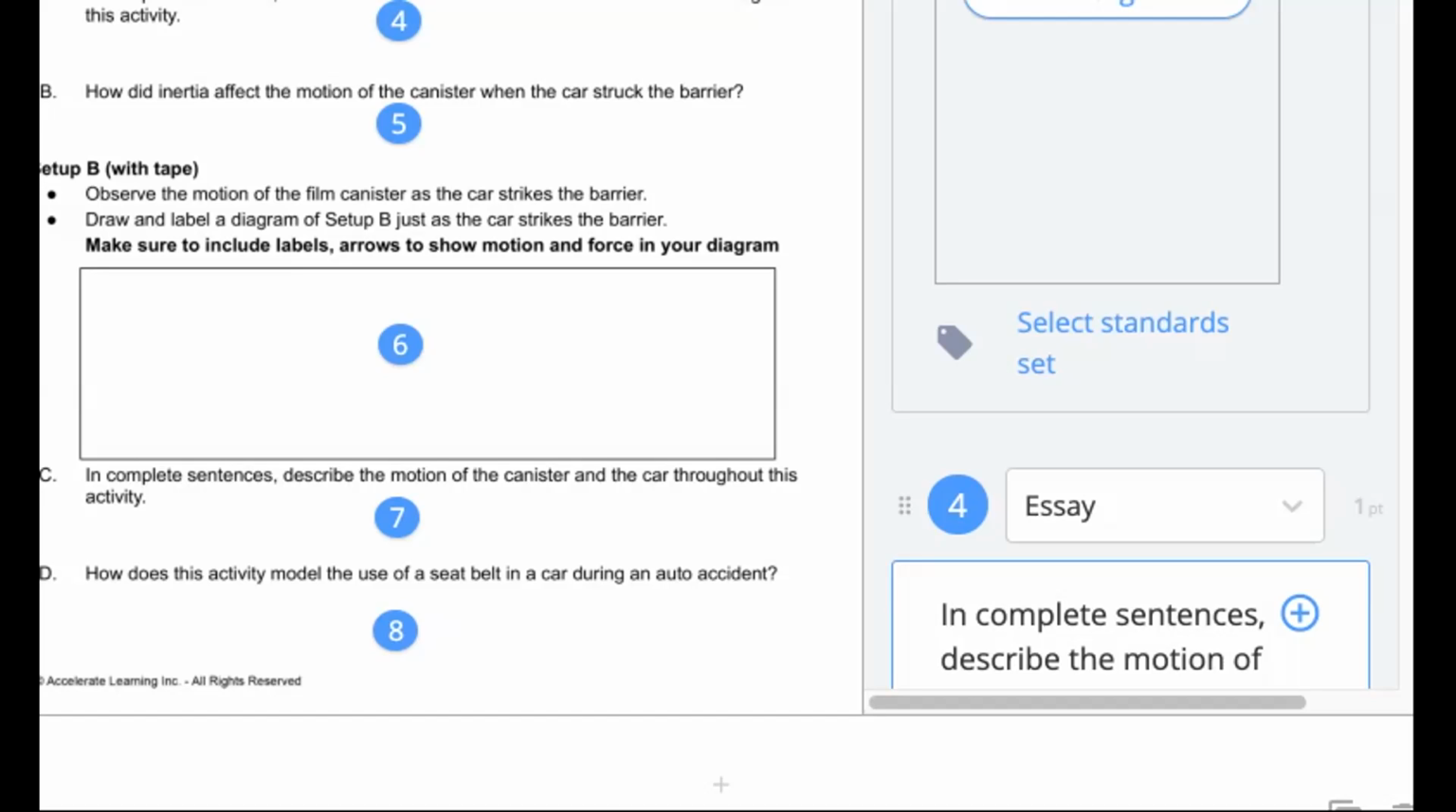It models a seatbelt because, like the one video with the crash dummies in the car, and one side had seatbelts, it stopped it. So the tape is like stopping the motion of the canister from going forward. All right, thank you. So now, what would you say? I was going to say the same thing. Okay, so the tape is the seatbelt.